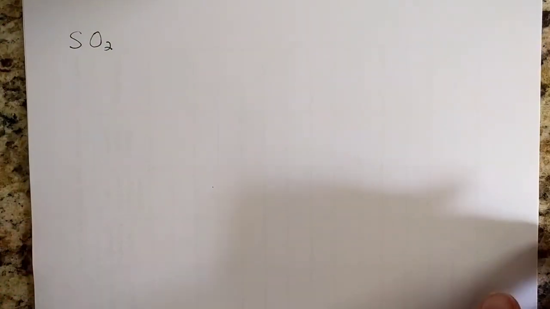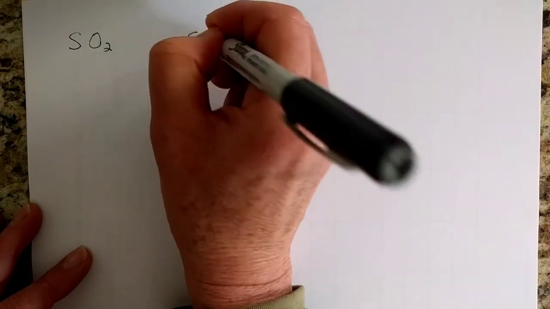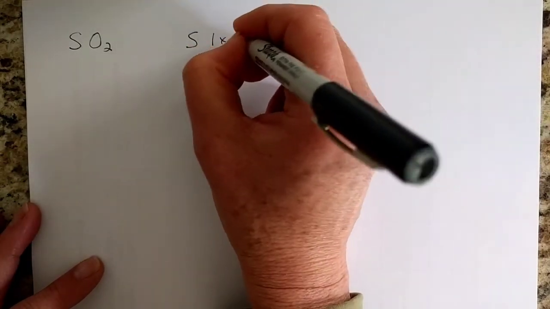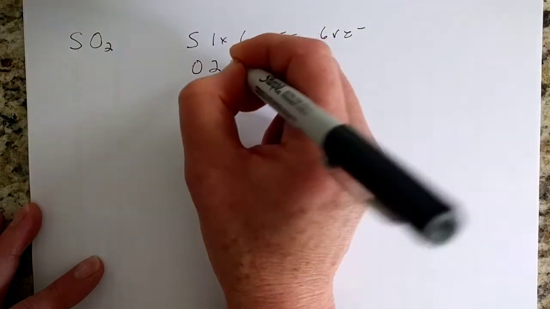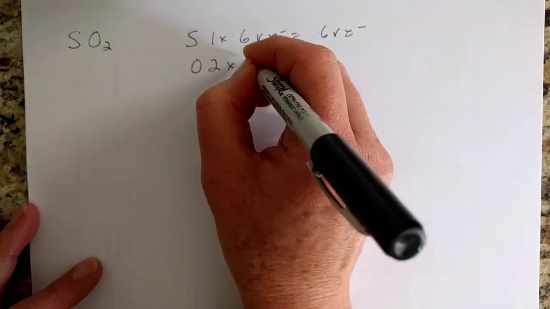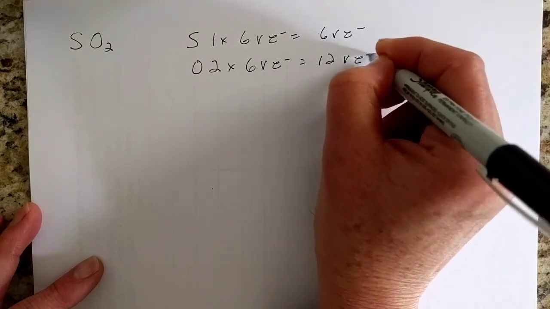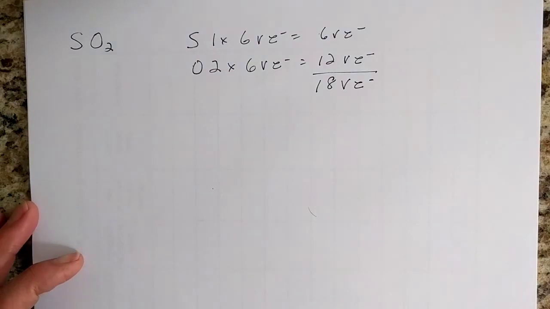Okay, so we'll do one more example. This one's a little tricky. We're going to do SO2, sulfur dioxide. So we're going to do our valence electron count. So sulfur, we have 1 of those. Oxygen, we have 2 of those. Sulfur in group 16 has 6 valence electrons for a total of 6 valence electrons. Oxygen is also in group 16, so we have 6 valence electrons, 6 times 2 for a total of 12 valence electrons, for a total of 18 valence electrons.